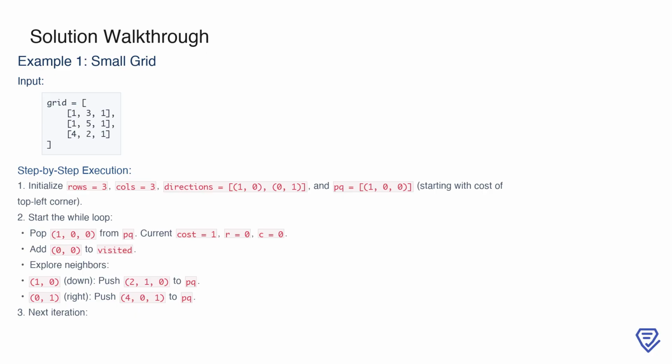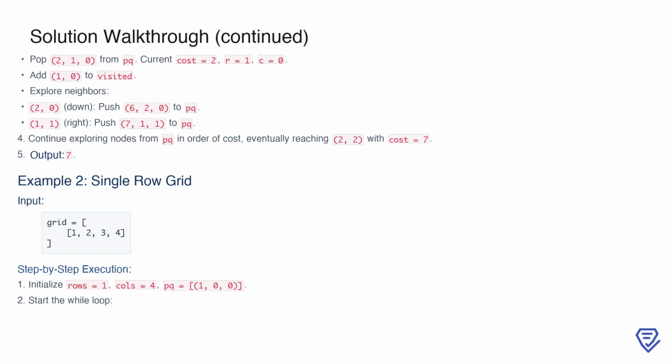As we proceed, the while loop pops the smallest cost element from PQ. Initially, that's 1, 0, 0, where the cost is 1, and the coordinates are 0, 0. We mark this cell as visited and explore its neighbors. Moving down to 1, 0 adds a new path to the queue with a total cost of 2, and moving right to 0, 1 adds another path with a cost of 4. Both of these are pushed into the priority queue, and the algorithm continues to the next steps.